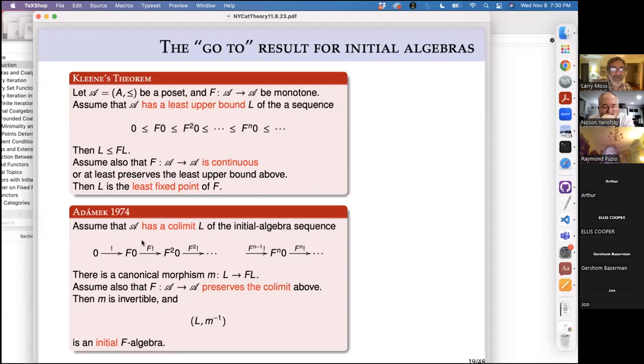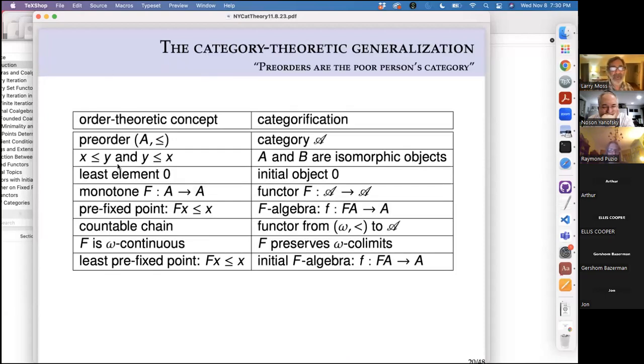And so what Adamek did was he took this theorem here and he categorified it. So he took all of the order theoretic concepts that Kleene needed, and he looked at Kleene's theorem and he categorified them. So a preorder is the poor person's category, right? A category means that you have different flavors of morphisms between the objects, and in a preorder, in a poset, you have at most one. And this x less than y less than x is the same thing as being isomorphic in category theory. An initial object is like a least element, and a functor generalizes a monotone function.